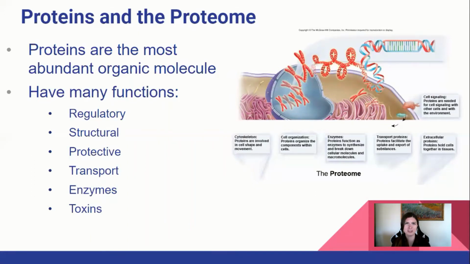So we have a special name for all the proteins in a cell combined together. If we're talking about all the proteins that a cell makes, that it has, we refer to that as the proteome. Now you might have heard of the genome, which is the genetics of a cell, so the DNA. I'll talk about DNA in a second. And the proteome is really equally as important because proteins take action.